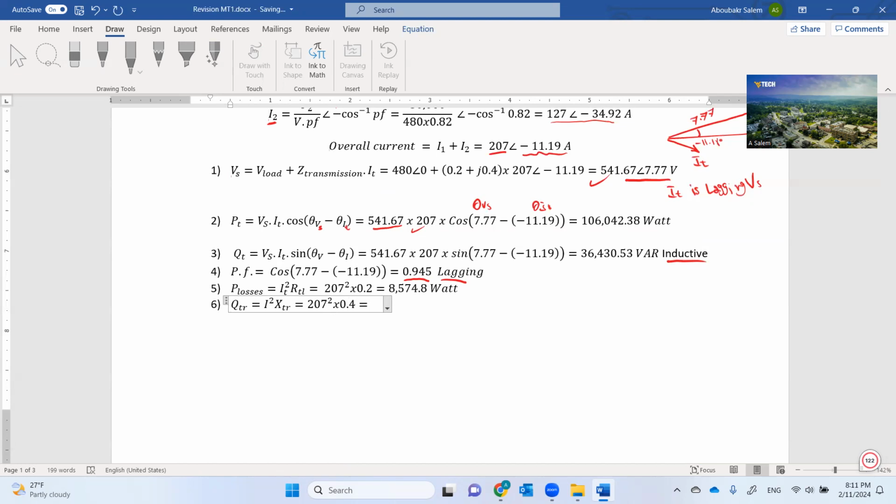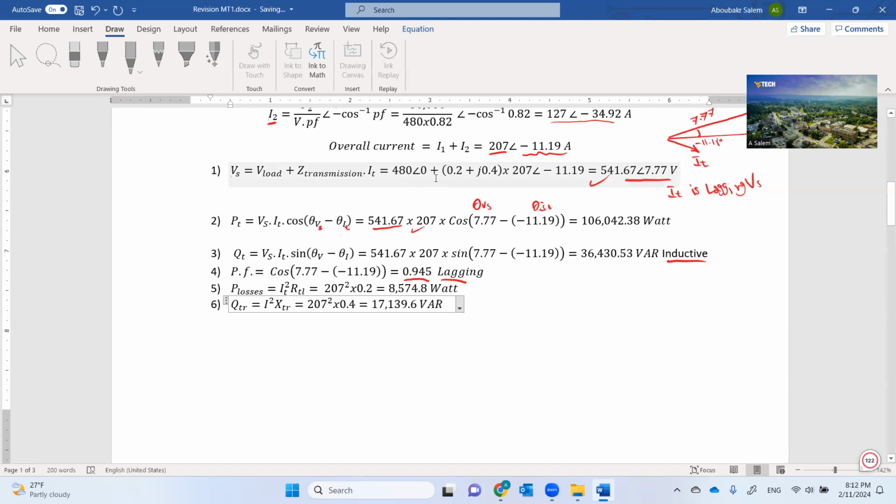Let me calculate this one. So 207 square times 0.4 is 17,139.6. And the unit is volt ampere reactive.